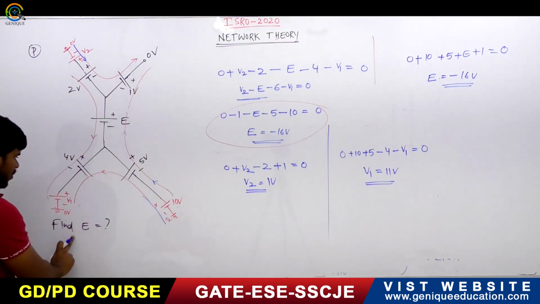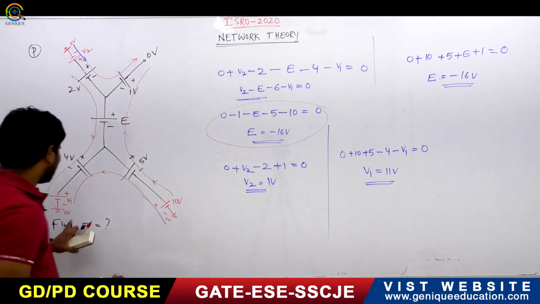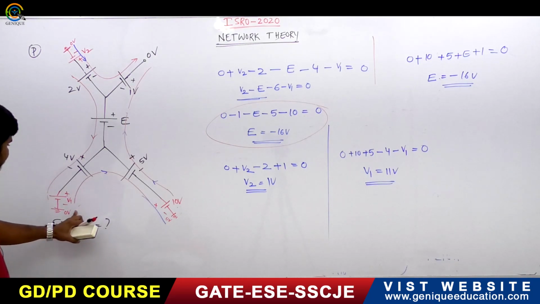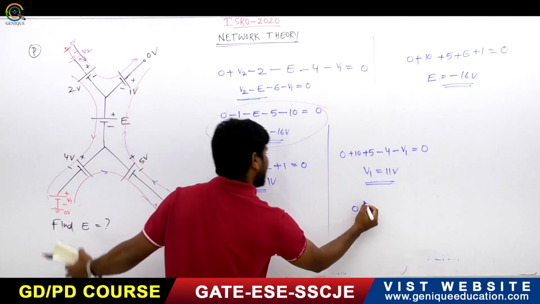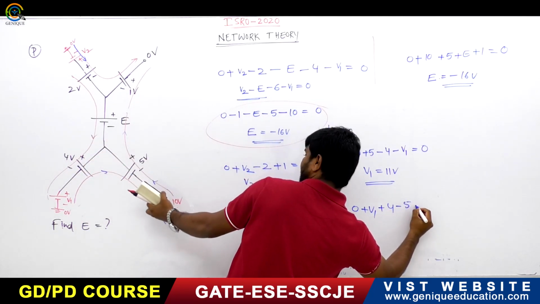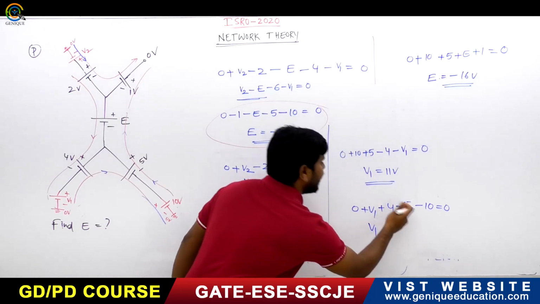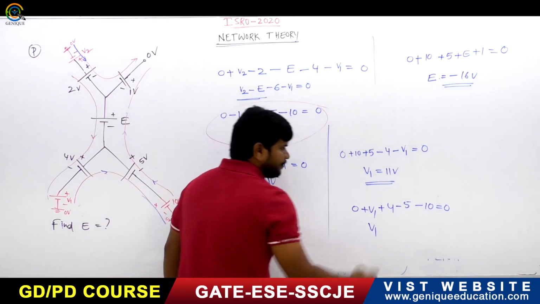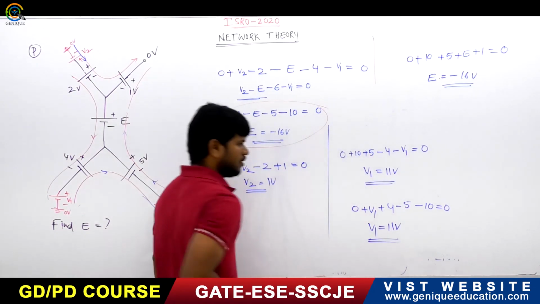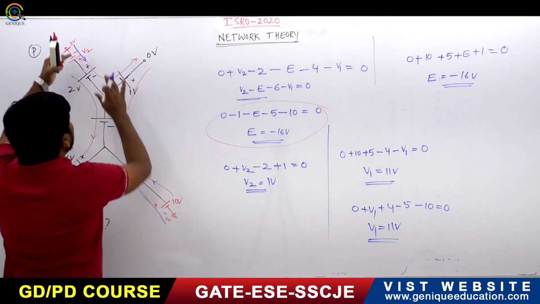You can also use this loop. Suppose you use this loop, what will it be? Let us suppose the current is going this way. What do I have to write? It is 0 plus V1 plus 4 minus 5 minus 10 is equal to 0. So V1 is equal to 1 plus 10, which is 11 volts. You can also go this way to find V2.